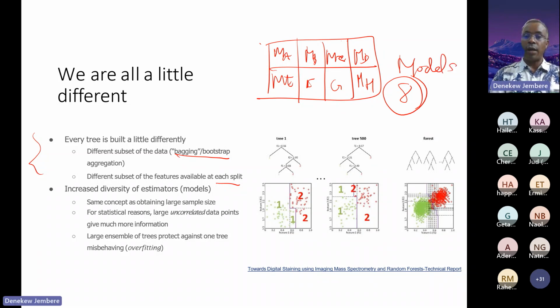Each model is random; they are not equally divided, they are random subsets. So the data is a random subset, and also in each subset, the features are random subsets of the full features. And finally, you have this combination. So there is increased diversity of estimation; basically you diversify the data. Basically, this is to minimize the overfitting.